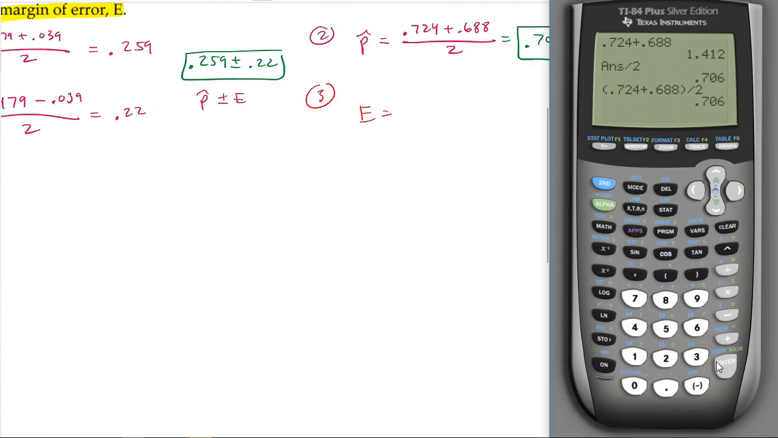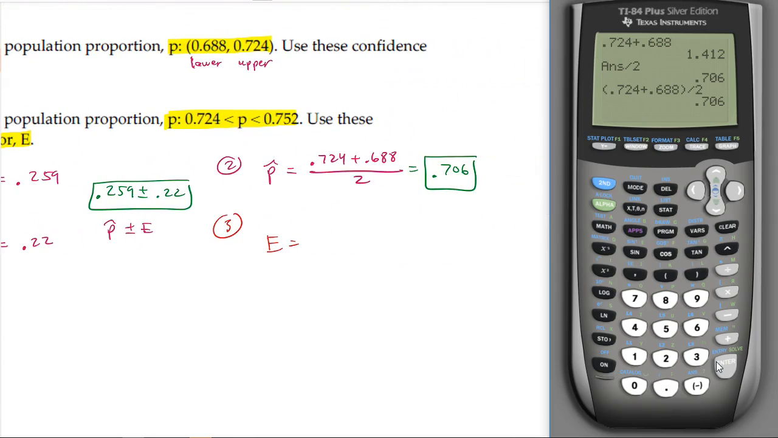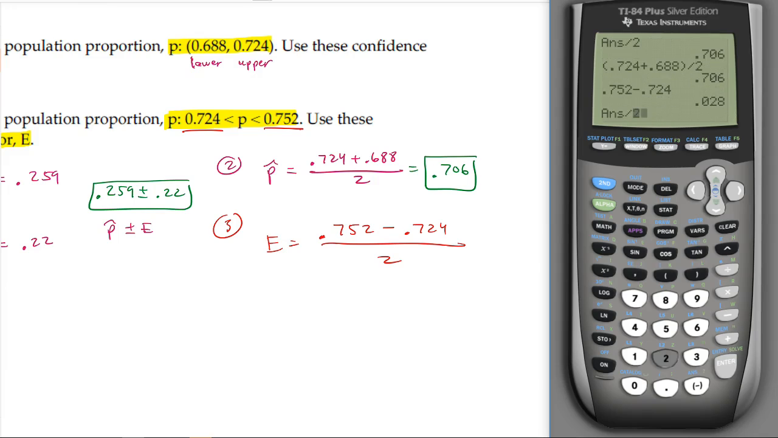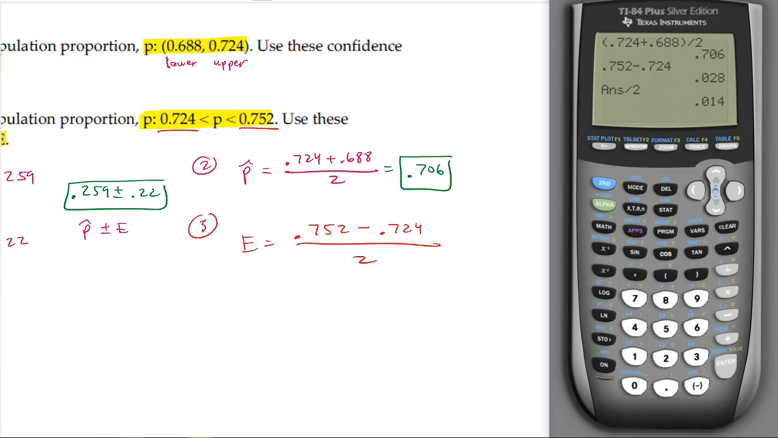All right, so in this case, the upper is that, the lower is that right there. So the upper would be this, and then we're going to subtract that and then divide by 2. So let me input that in the calculator, 0.752 minus 0.724, and then evaluate and then divide that by 2. All right, so the margin of error would be 0.014.